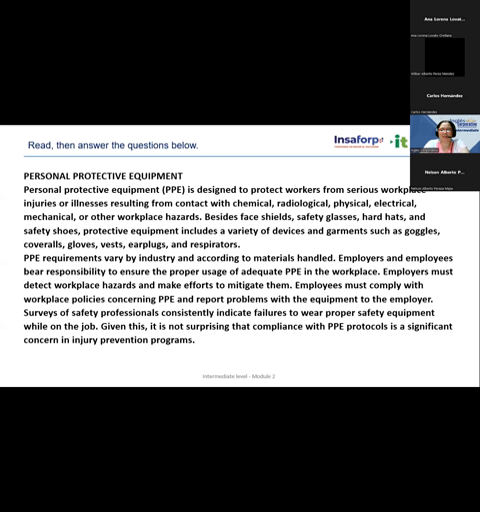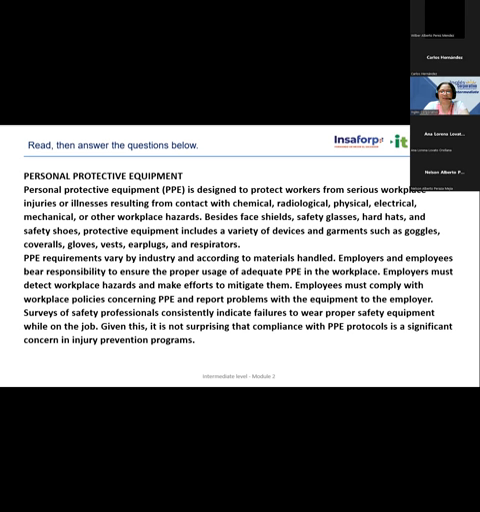PPE requirements vary by industry and according to materials handled. Employers and employees bear responsibility to ensure the proper use of adequate PPE in the workplace. Employers must detect workplace hazards and make efforts to mitigate them. Employees must comply with workplace policies concerning PPE and report problems with the equipment to the employers.